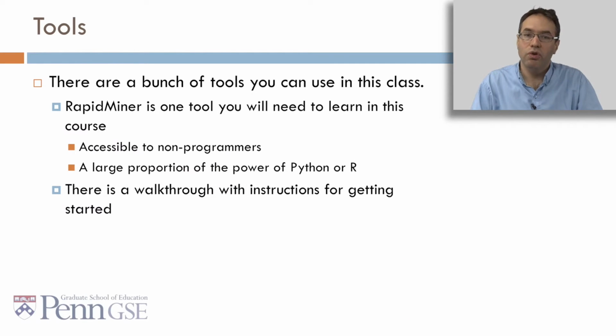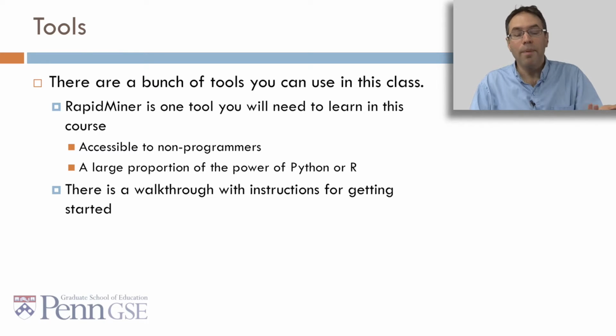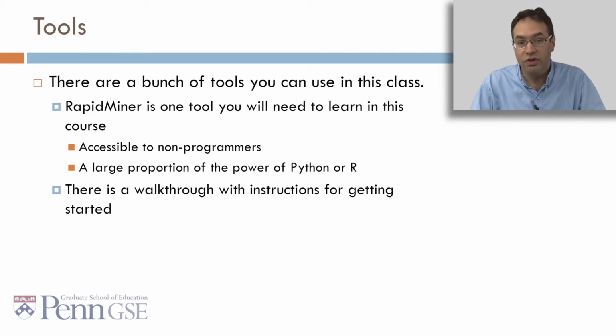Now there's a bunch of tools for data mining that you can use, and a bunch you can use in this class. RapidMiner is one tool that you'll need to learn in this course. I picked RapidMiner because it's accessible to non-programmers, and it has a large proportion, though not all of the power, of Python or R. There's also a walkthrough with instructions for getting started on the course website.